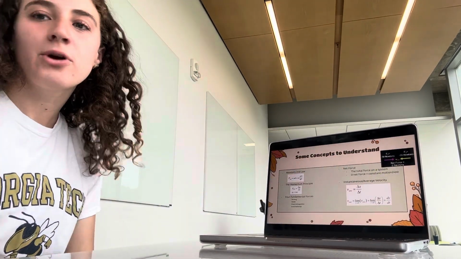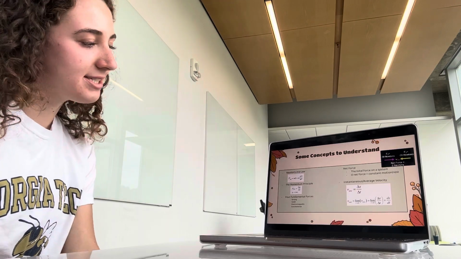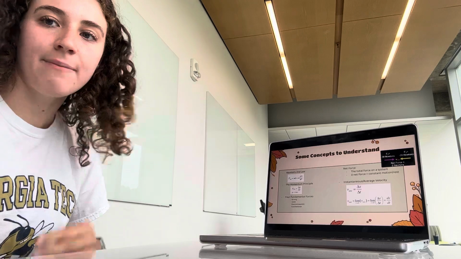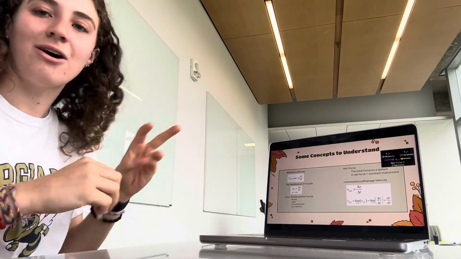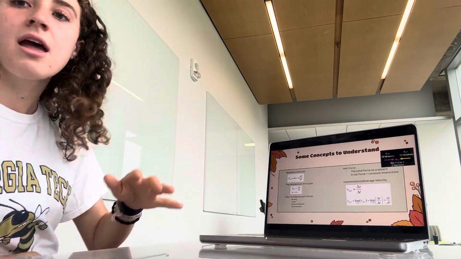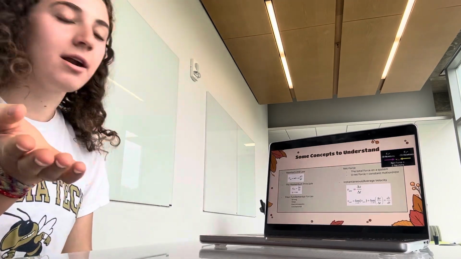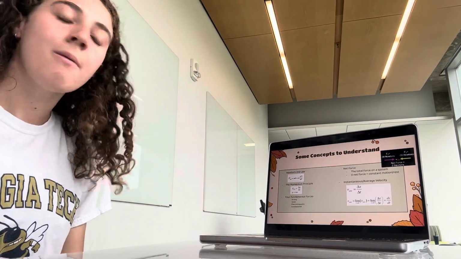Some important concepts to understand are Newton's second law of motion, force equals mass times acceleration. This basically means that an object of a certain mass also needs a certain force to accelerate. So the stronger the force and the lower the mass, the more the object's going to accelerate.